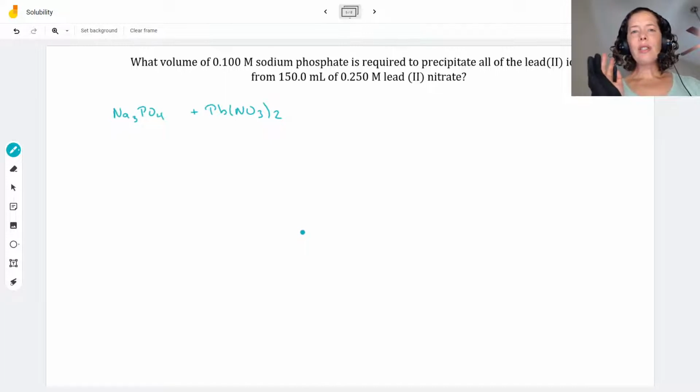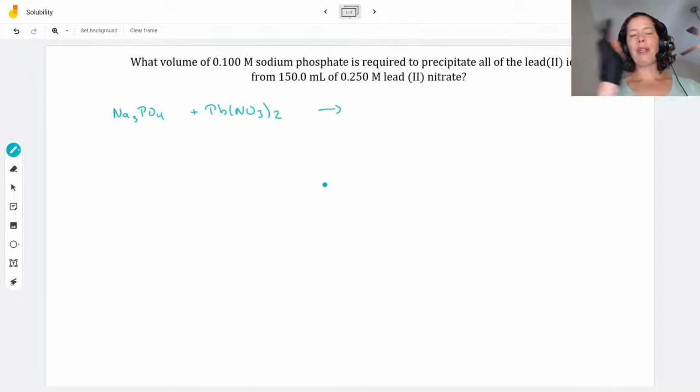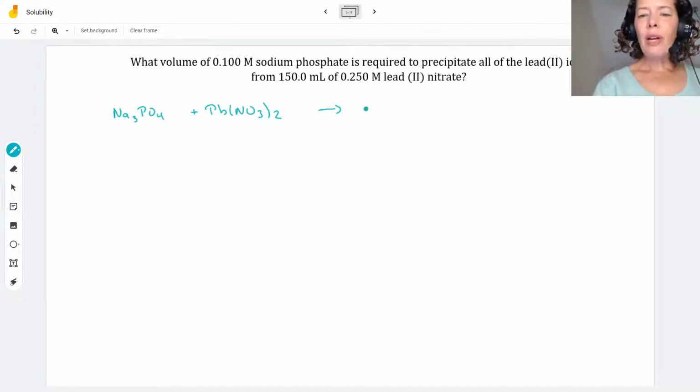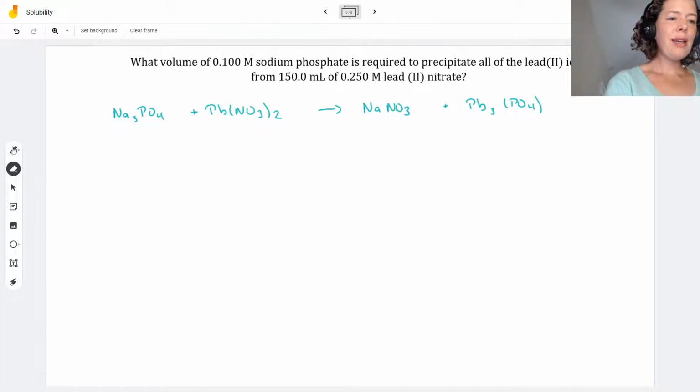Okay, so first let's just predict products. You can see how we're already kind of doing the same thing that we did in the very first problem. So this is going to give me sodium nitrate. Great. And then it's going to give me lead-2 phosphate. So that is going to look like this. Oh, nope, not a 3. Sorry, that's a 2. I've got to watch my mental math.